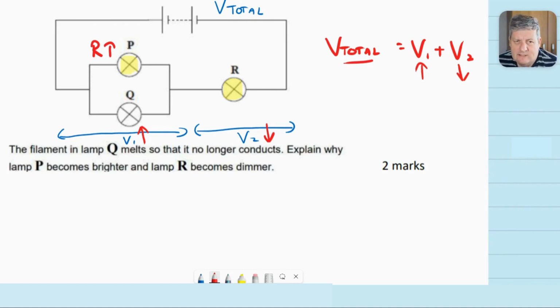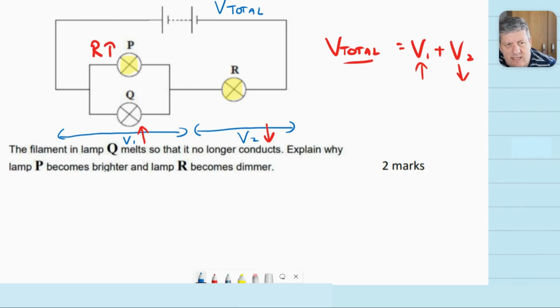And so what that will mean is you've got a greater potential difference across lamp P now, which means that it's brighter, and there is a lower PD across lamp R, meaning that it will be dimmer.